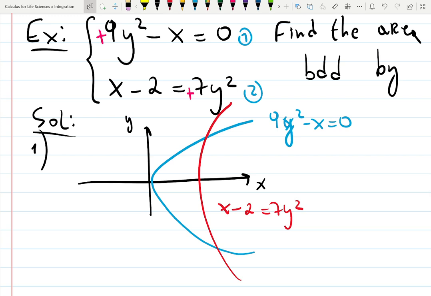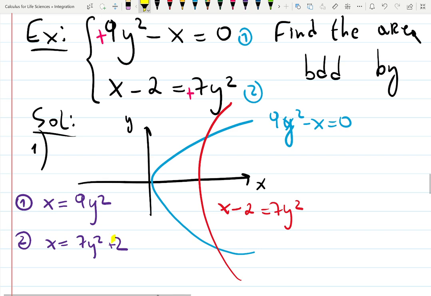You see, both of these are parabolas. One is x equals 9y squared. No, solving is not necessary if you can do it right away. But okay, if you want to, I can do it. So for equation number 1, x equals 9y squared. And for equation number 2, x equals 7y squared plus 2. This plus 2 is the shift by 2 units to the right. And that's why when I plug in 0 for y, x is 2. That's how I know that this should be shifted by 2, like so.